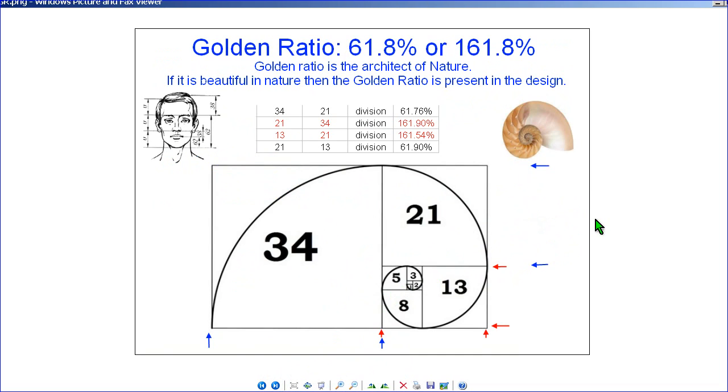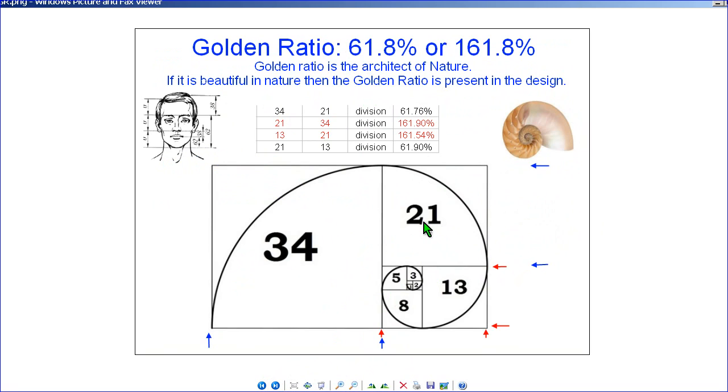Enter the golden ratio. The golden ratio is a design of nature. The golden ratio is the architect of nature. If it is beautiful in nature, then the golden ratio is present in the design. The golden ratio is present in the human face, the human body, a seashell, plants, animals, trees, you name it.